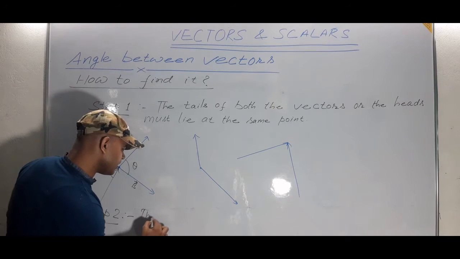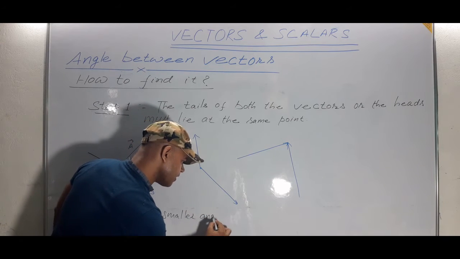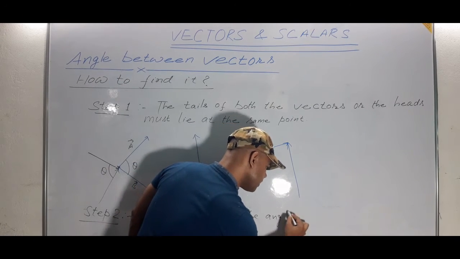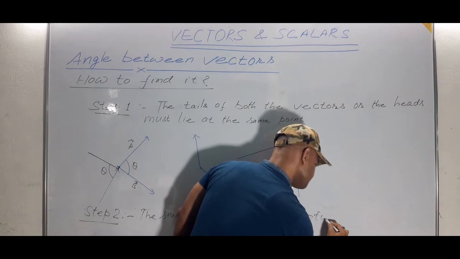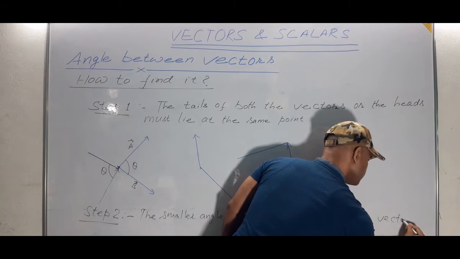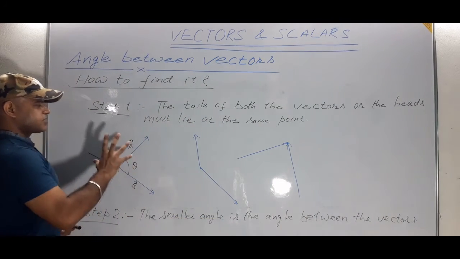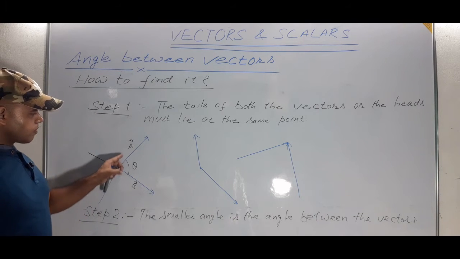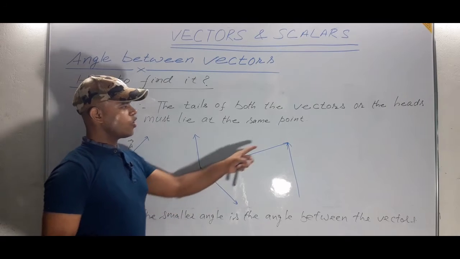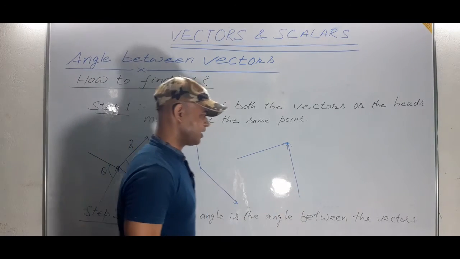The smaller angle is the angle between the vectors. Now try to understand this one. We have met the first condition, that is either tails of both the vectors are touching, or the heads of both the vectors are touching. Now we can measure the angle.